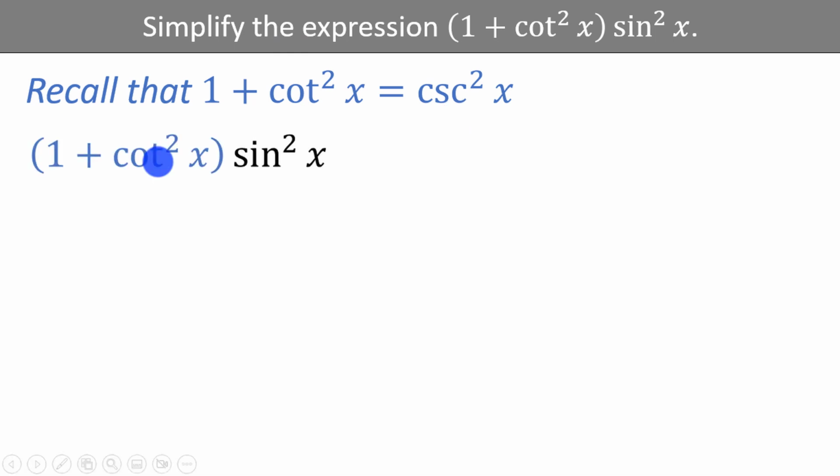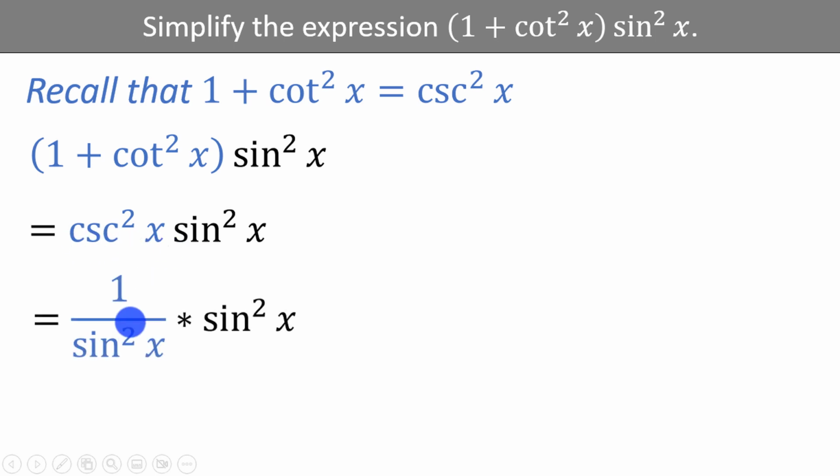So we can rewrite 1 plus cotangent squared times sine squared as cosecant squared times sine squared. Then we know that cosecant squared is the same thing as 1 over sine squared by the reciprocal identity. The sine squareds will cancel, and we will be left with just 1. 1 plus cotangent squared times sine squared is the same thing as 1.